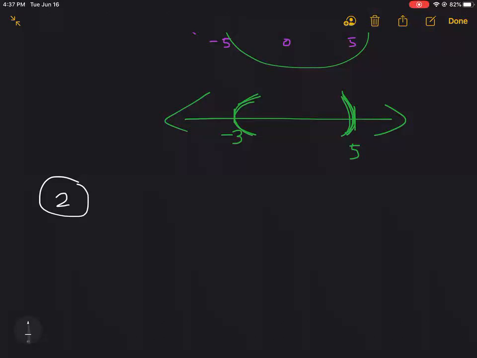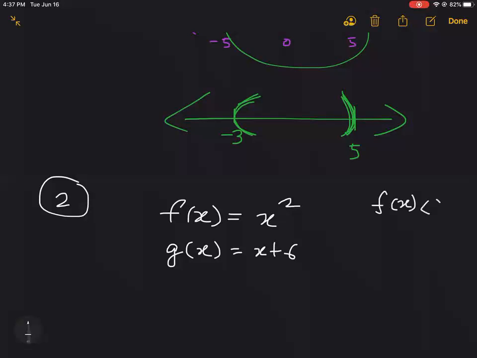Okay, so let's say instead of a straightforward inequality, you have a problem like this, where f of x is x squared, g of x is x plus 6, okay? You have a problem like this. So you want to solve this inequality. In other words, x squared less than x plus 6, okay? You want to solve it.